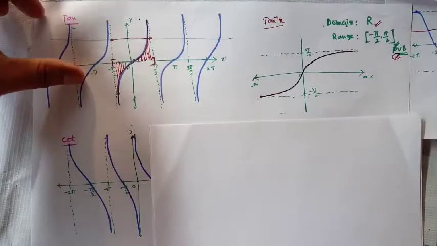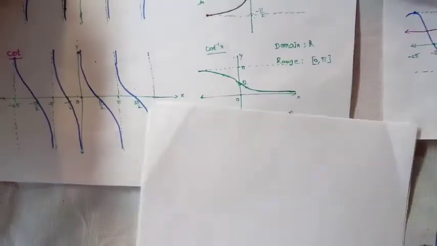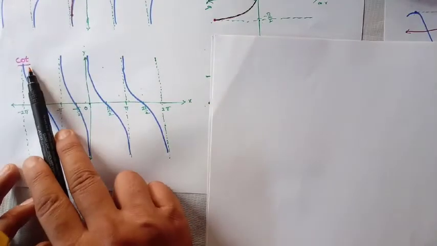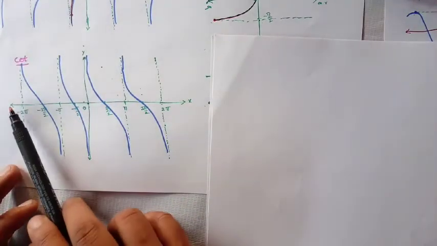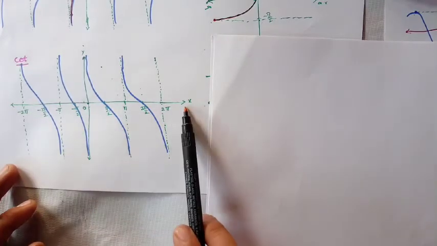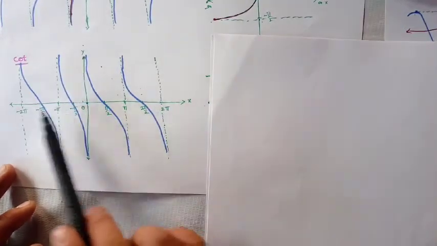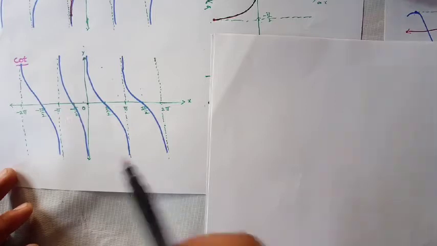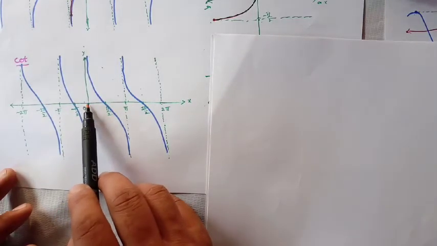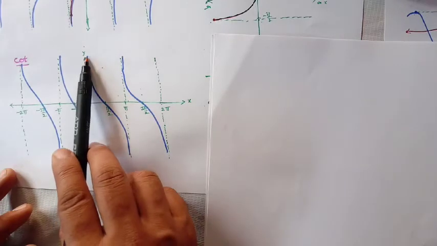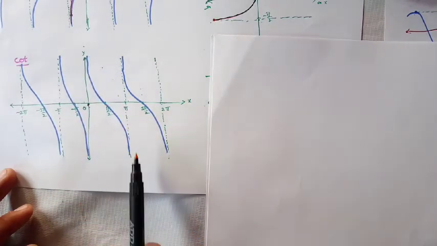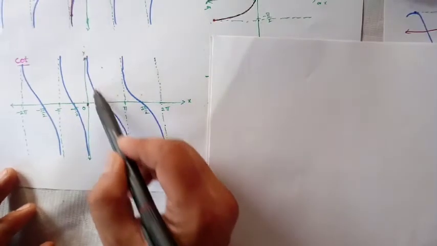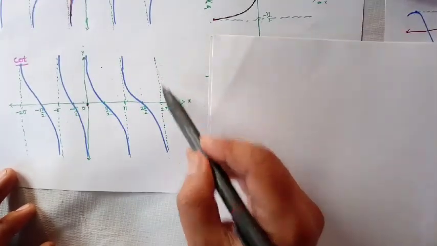Now coming to the next, cot. Cot is defined on the total real number system excepting n pi: minus 2 pi, minus pi, 0, pi, 2 pi, in these places it is not defined. And cot 0 will be taken as plus infinity, cot pi by 2 is 0, cot pi is taking minus infinity. So the graphs will come in this manner.